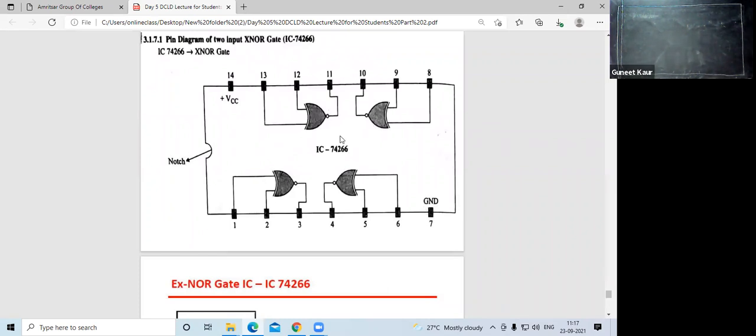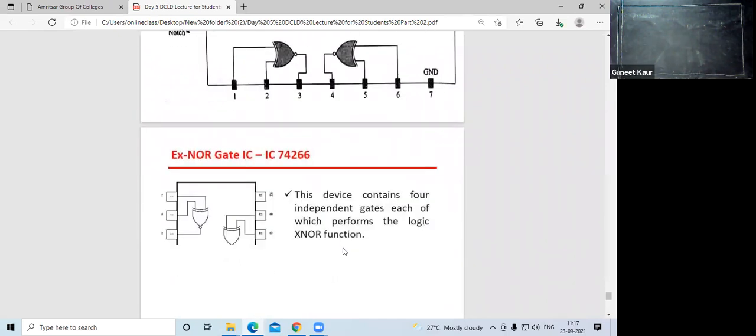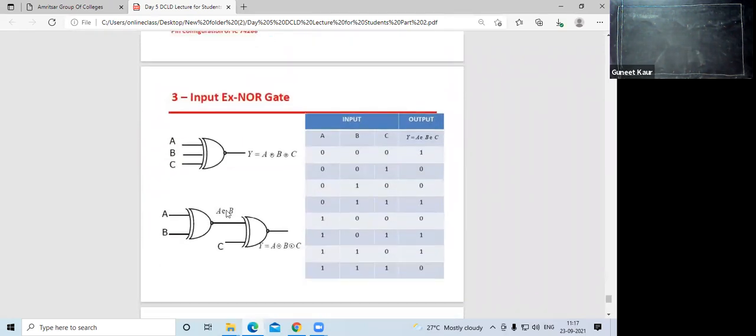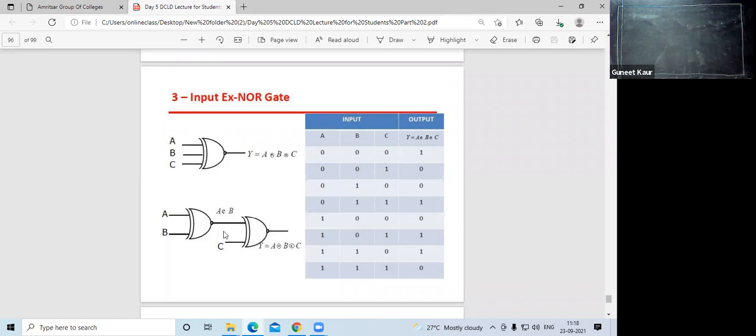You can see there are 4 XNOR gates and the IC number is 74266, and there are 4 independent XNOR gates. You can also have the 3 input XNOR gate. With this, we have to XNOR the first 2 bits firstly, then we have to XNOR with the 3rd bit. So we will get firstly A XNOR B, then the result of that will be XNOR with the C. So we will get A XNOR B XNOR C. With this, we will complete the expression.